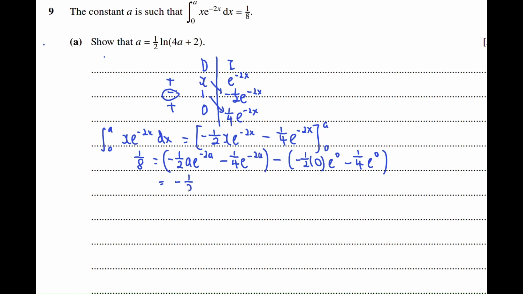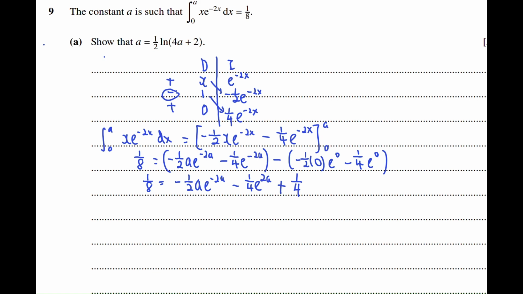Tidy that up. We are going to have this, just copy. And then we are going to have minus this 0, because 0 times anything is 0. Minus minus is plus 1 over 4. e to the power of 0 is equal to 1. And we still have 1 over 8 on the left.